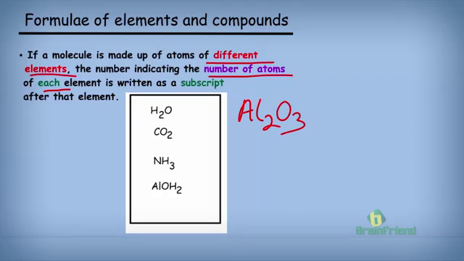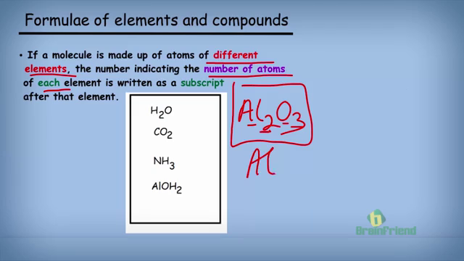aluminum oxide, this is a molecule, and it is made up of different elements. As you can see, we have aluminum and we have oxygen. And then we say that the number indicating the number of atoms, or atomicity, of each of these elements is written as a subscript. As you can see, we have 2 here and 3 here. This 2 means that we have 2 atoms of aluminum, and 3 here means we have 3 atoms of oxygen.